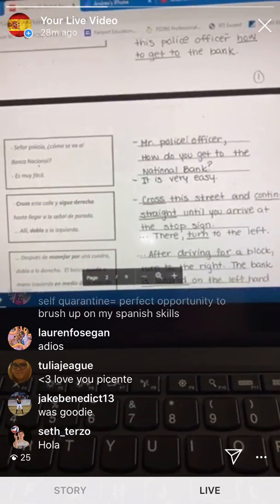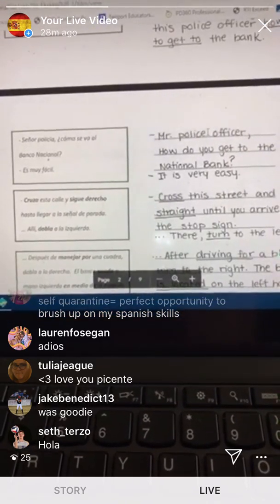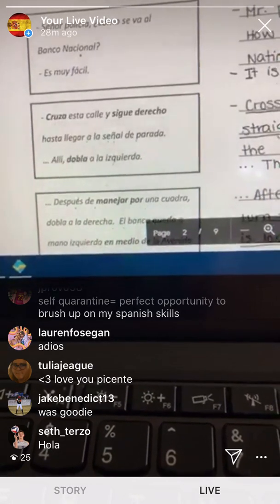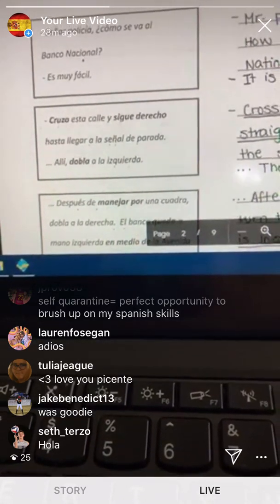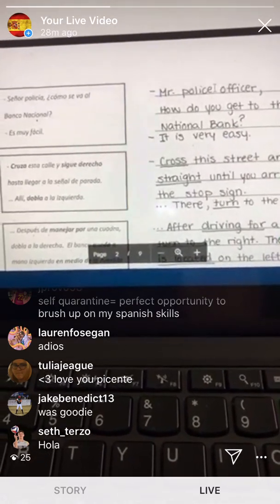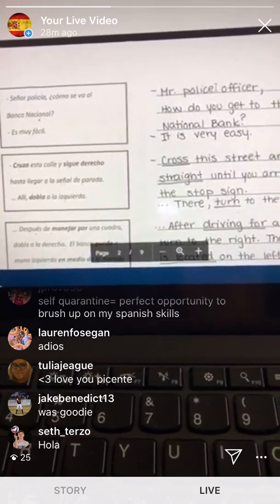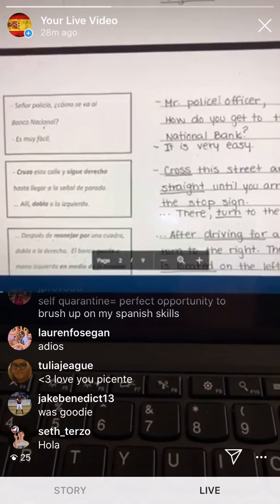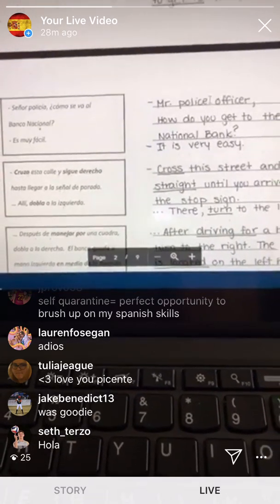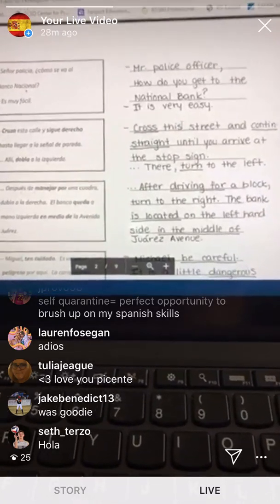La señal de parada is the stop sign. You also have the word semáforo, which is a stop light. And then it says, allí dobla a la izquierda, there, turn to the left. All of our words of the day that we were doing were going to include a review of right, left, but on your vocab list at the top, you do have some prepositions there that you can review, because those are really helpful, obviously, when we're giving directions.